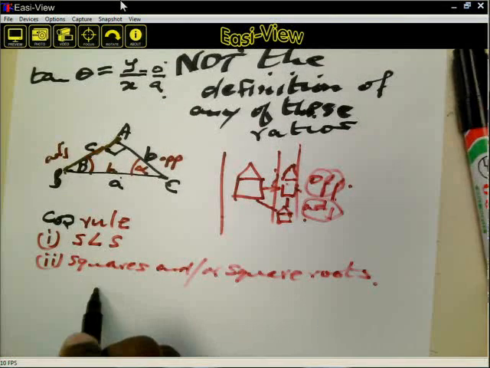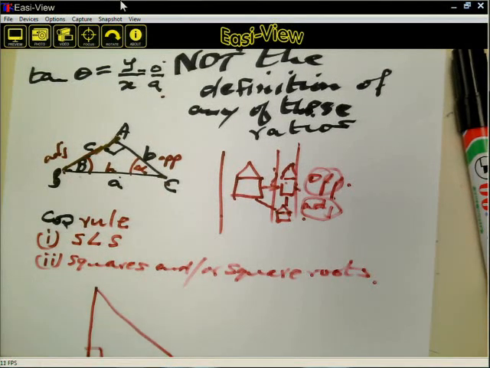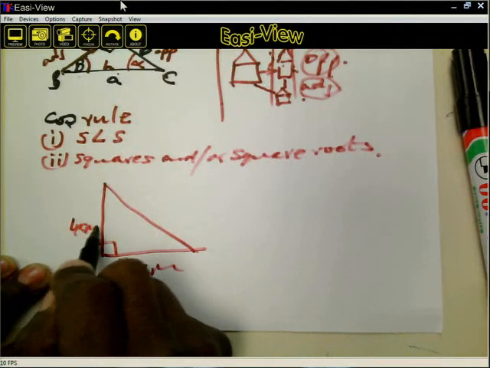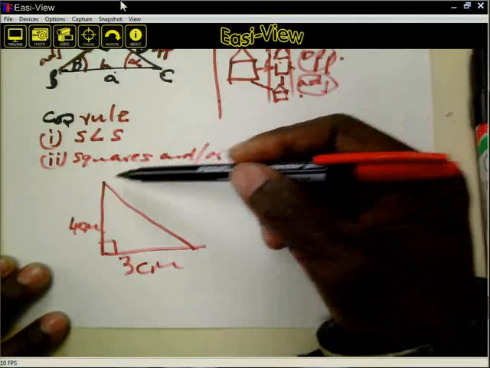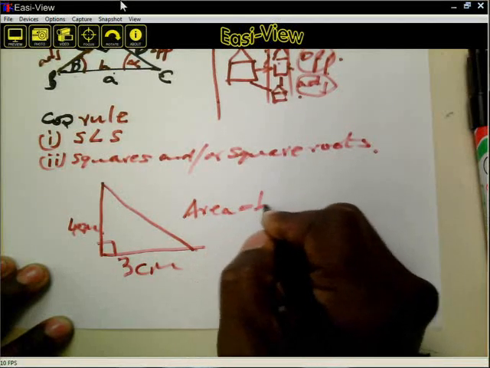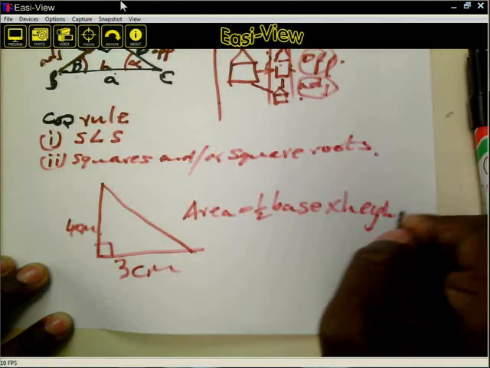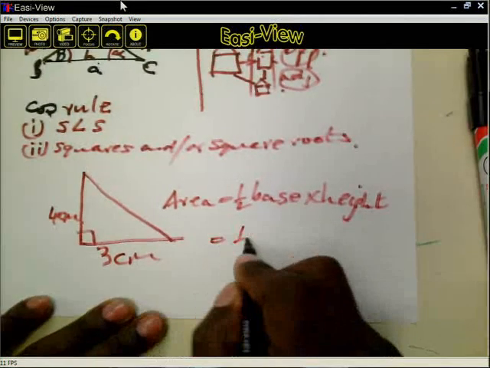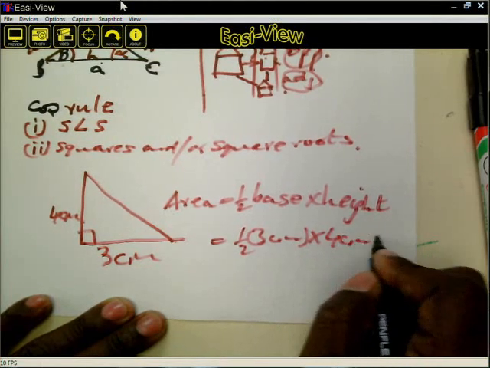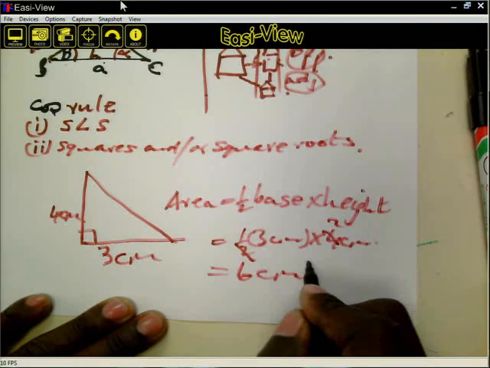Similarly with the area rule. If this is 3 centimeter and this is 4 centimeter, you don't even need this angle here, because the area here would be half base times height, which is half 3 centimeter times 4 centimeter, which is 6 centimeter squared.